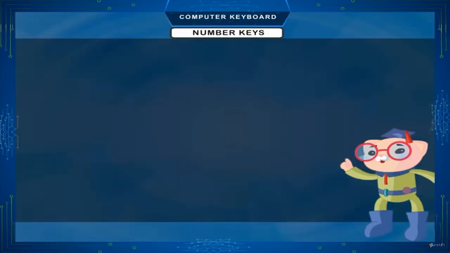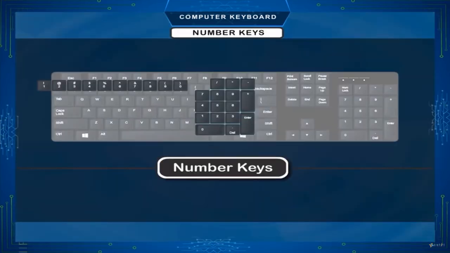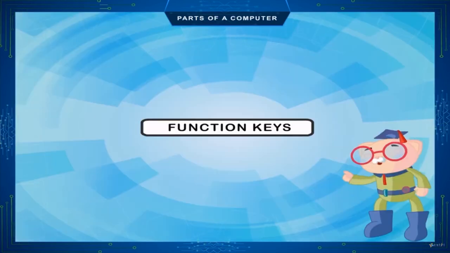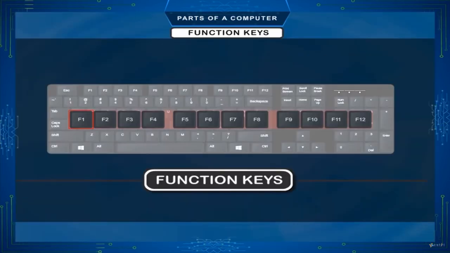Number keys. These are keys with numbers written on them. These keys are used to type numbers. One set of number keys are placed above the alphabet keys and another set is on the right side of the keyboard. 0 to 9. Numeric keypad can be used only when the numlock is on. Function keys. These keys are used for different functions in different programs. These are found at the top of the keyboard.